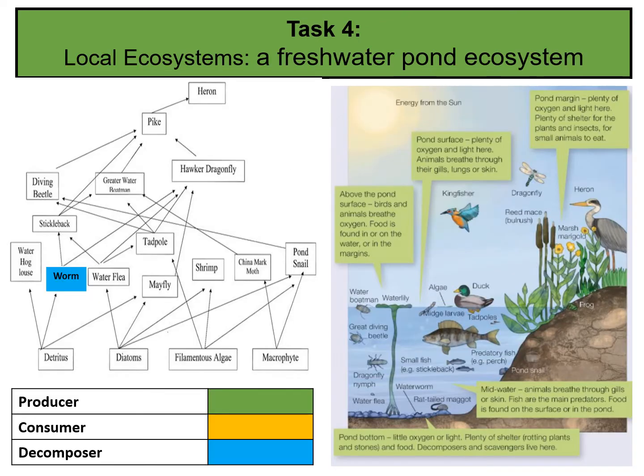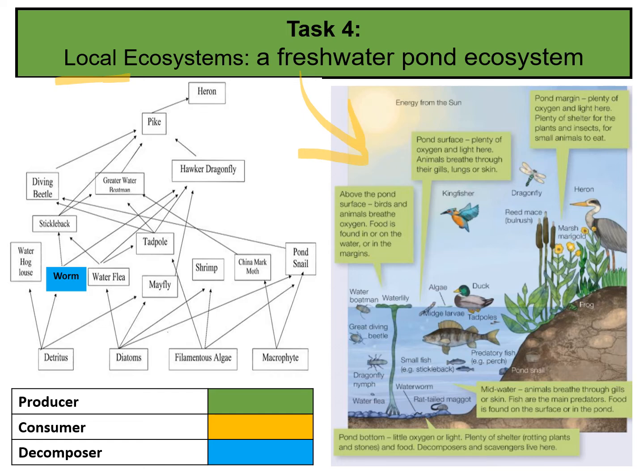Okay, task 4 then, we're going to look at specific examples of local ecosystems. The reason that I have just reiterated local is because ecosystems exist at a range of different scales. So we can have local ecosystems, and then we can also have small global ecosystems. So local ecosystems are talking about a pond or a hedgerow. So you can see this image here is an example of a pond.